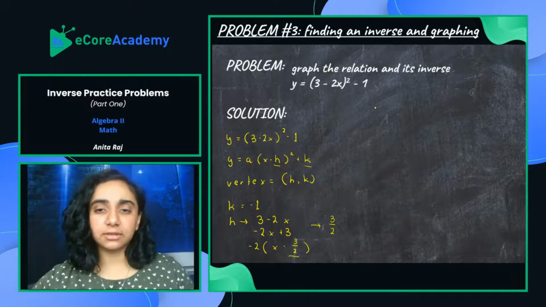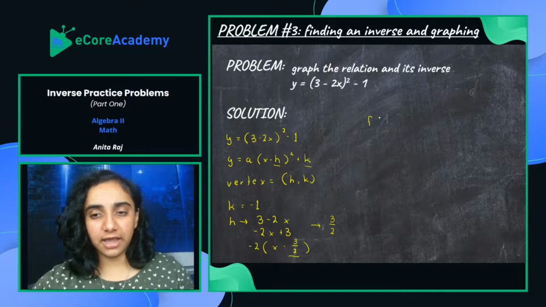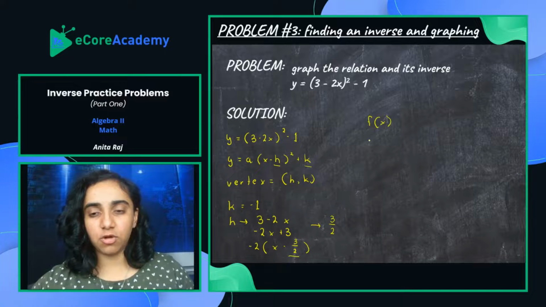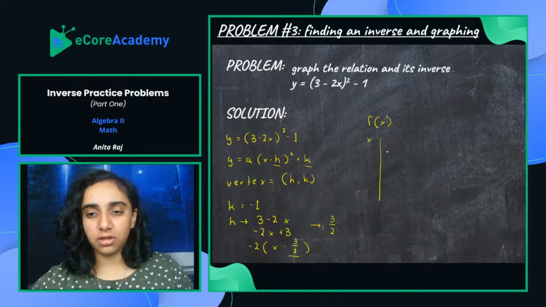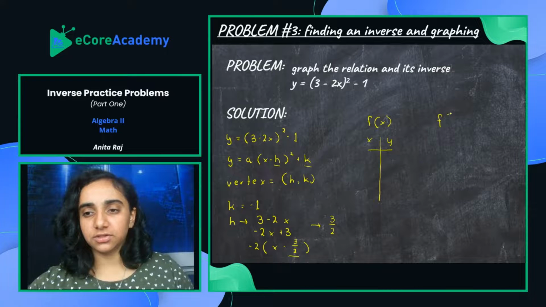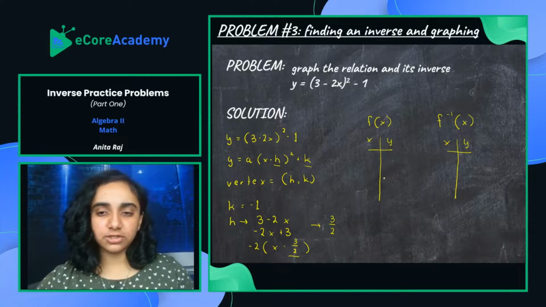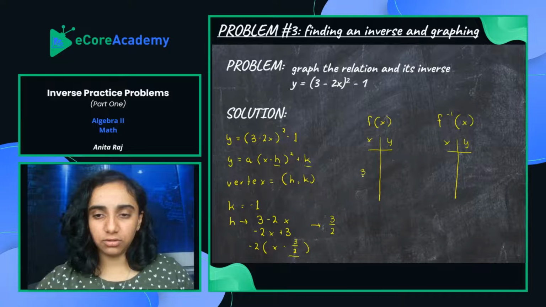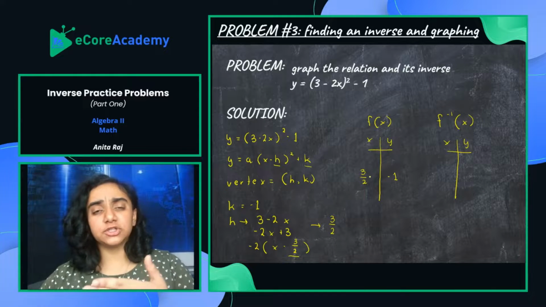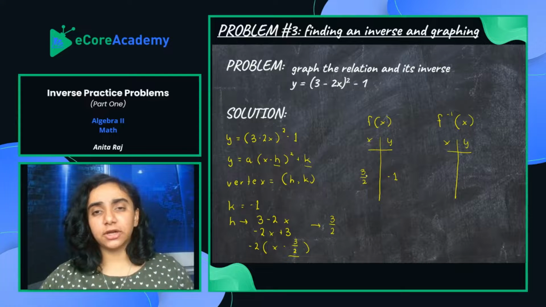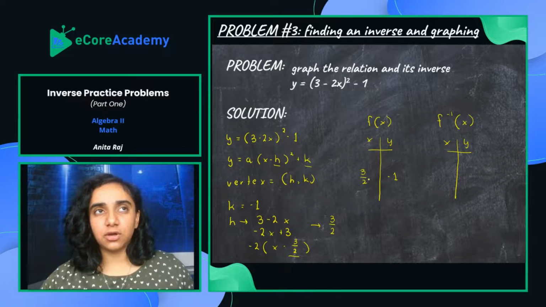So I'm going to make xy tables. This is going to be f of x, which was our original function, the quadratic we just worked with, xy, and then here is going to be our inverse. Again, we're not finding the actual equation of the inverse, but we're just going to flip the points that we found for the original function. So first I'm going to put (3 over 2, -1) in the middle. I'm going to pick 2 points greater and 2 points less than that. So 3 over 2 is pretty much 1/2.